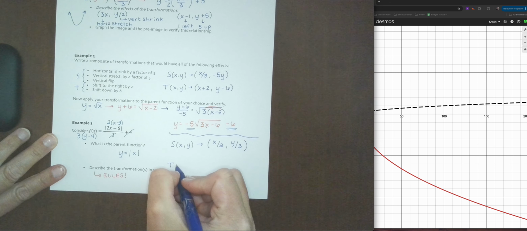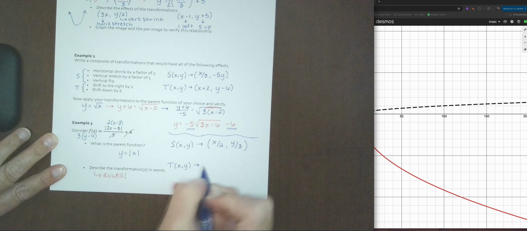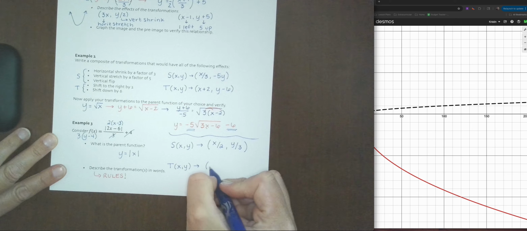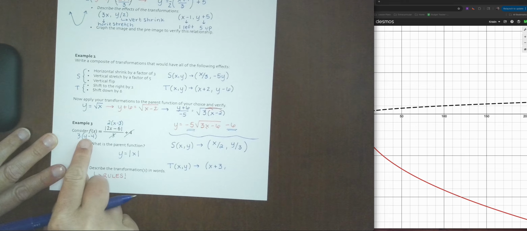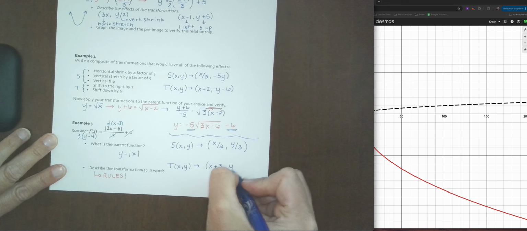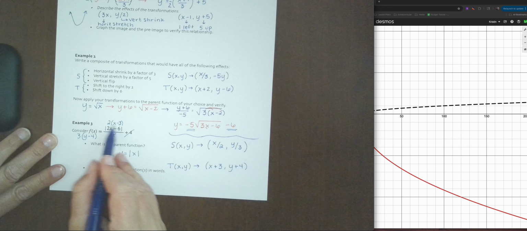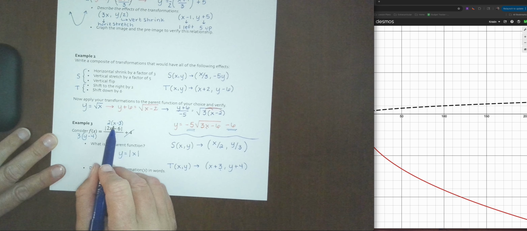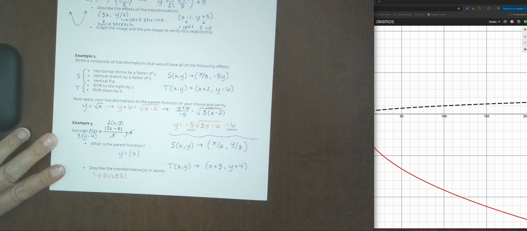For my translation, I can say x is being shifted. Well, my rule should be x plus 3, right? We'll talk about the shifting here in a second. And my y should be plus 4. If you don't rewrite it this way, you're going to get this number wrong. Okay, so it's really important that you know to factor that 2 out before you write your rules.